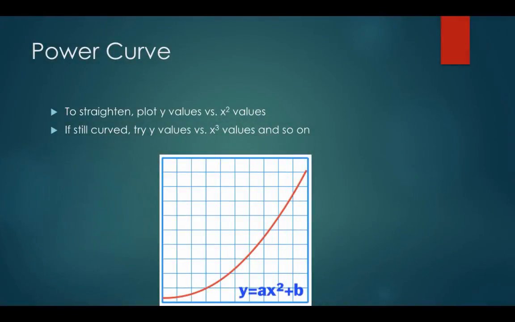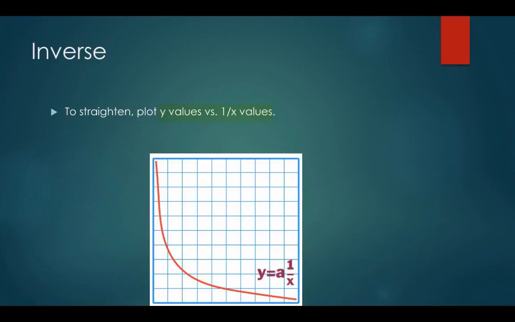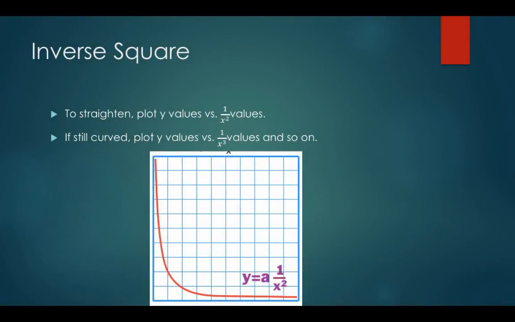The power curve, to straighten this one, plot y values versus x squared values. If it's still curved, try y values versus x cubed values, and so on and so on. Inverse, to straighten, plot y values versus 1 over x values. And if it's inverse square, plot y values versus 1 over x squared. If it's still curved, plot y values versus 1 over x cubed values, and so on and so on.